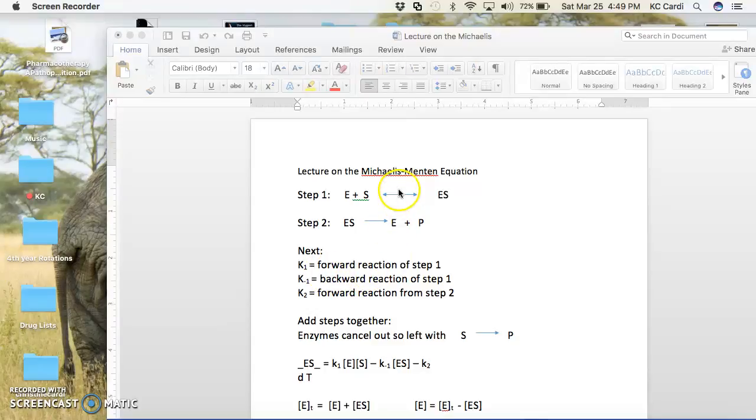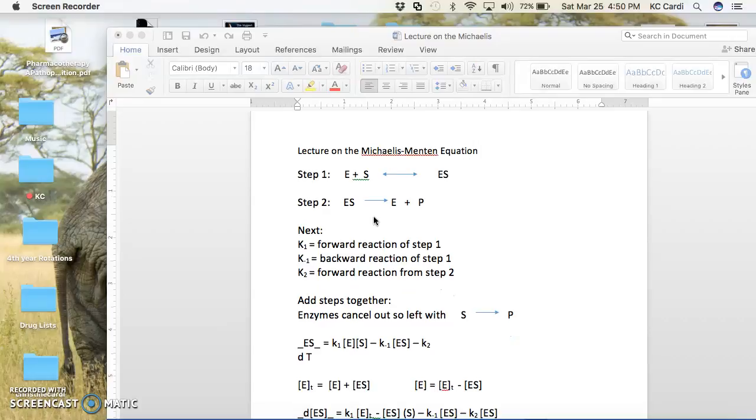So next I'd like to assign some variables. K1 is the forward reaction, so it would go up here for step one. K-1 is the backward reaction of step one. And K2 is the forward reaction from step two. All right.